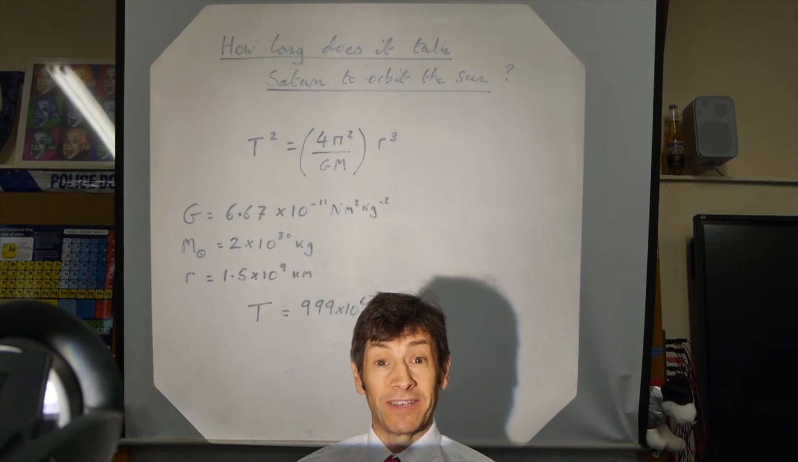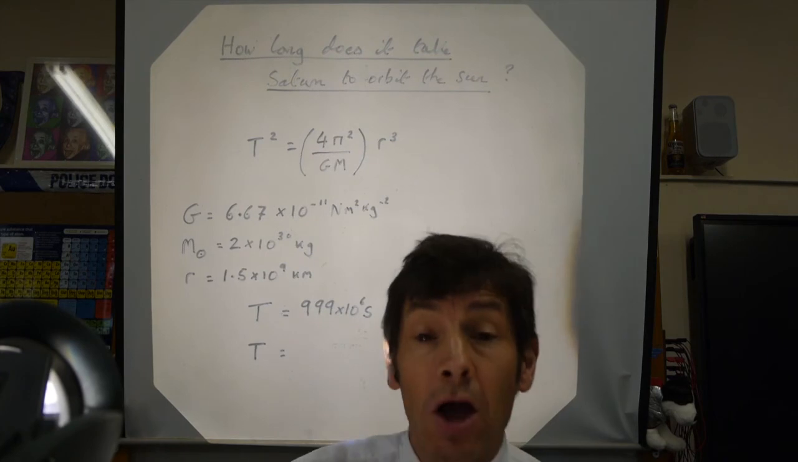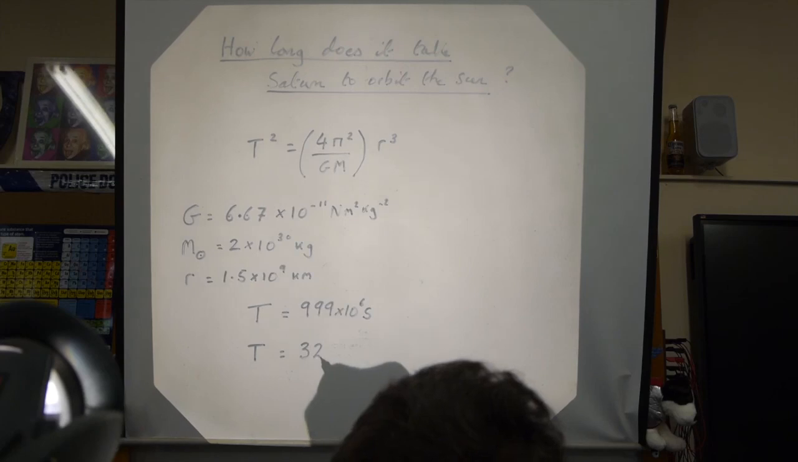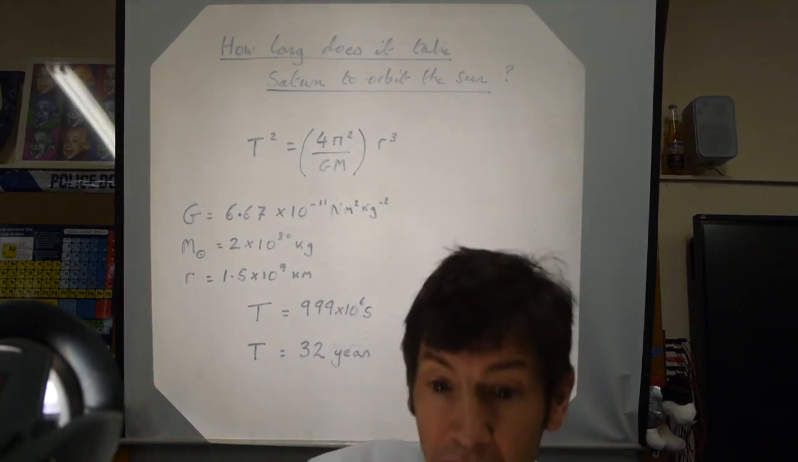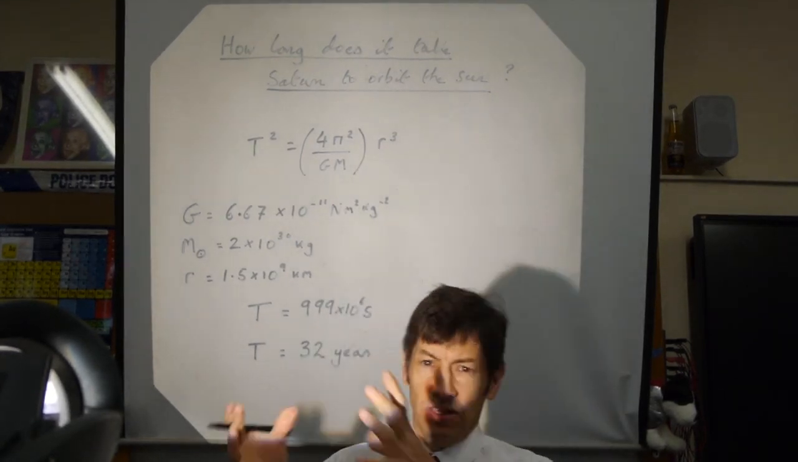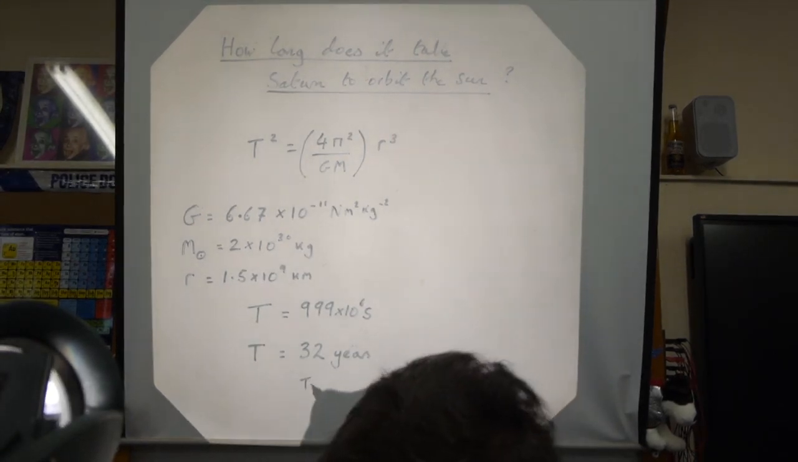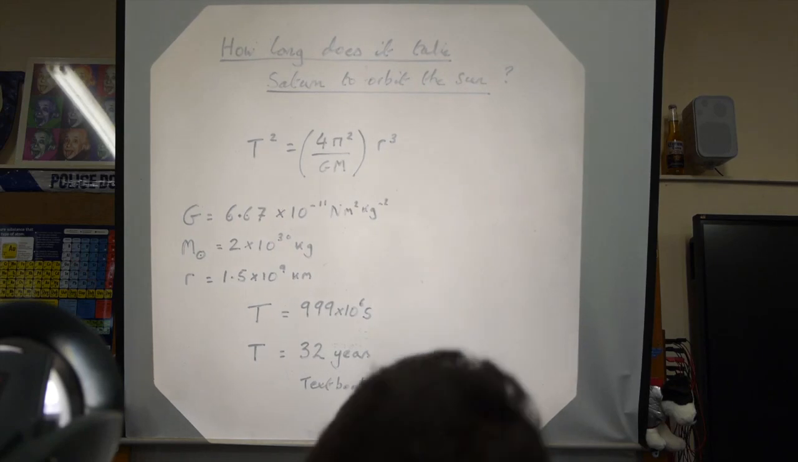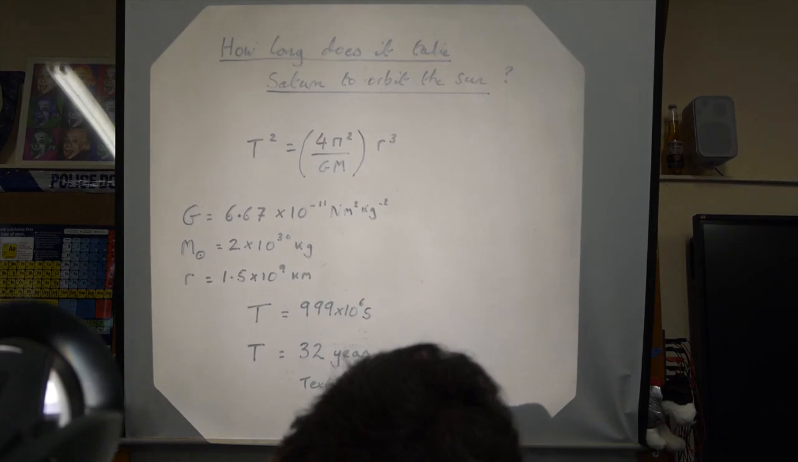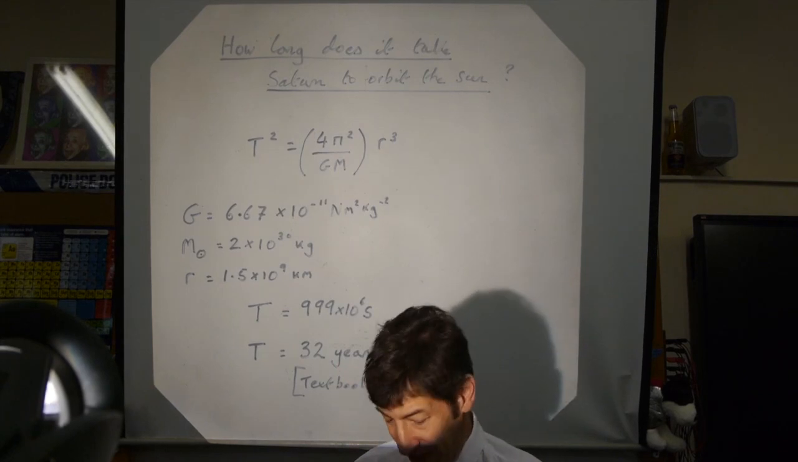So I do hope your calculation came out okay. And the time period for the orbit of Saturn around the Sun is approximately 32 years from our calculation. If you look it up in a textbook that does it properly and doesn't take into account all the assumptions that we've had, the textbook value gives it as 29.5 years. So we haven't done at all badly there.